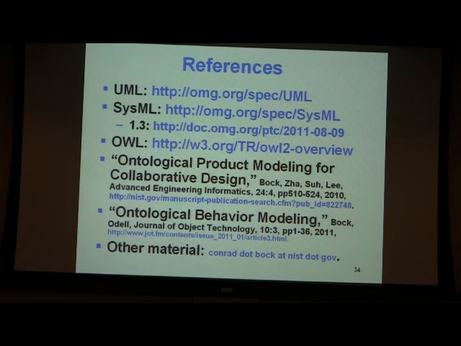This is OWL. They have a very nice overview and examples. They have many different textual notations you can use for OWL. You don't need to write XML if you want to use it. These are a couple of papers you could look at for the application of these ideas to product modeling and behavior modeling. There's also other material. I have another website I can send you. If you just send me an email, there's other material and presentations.